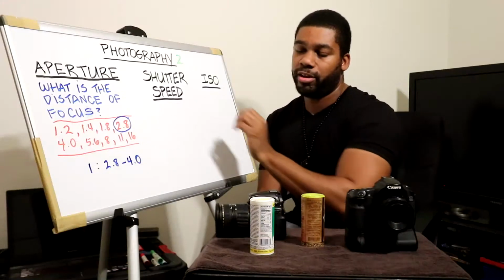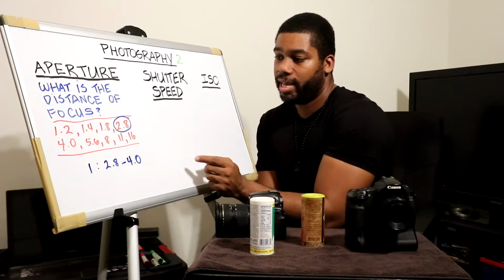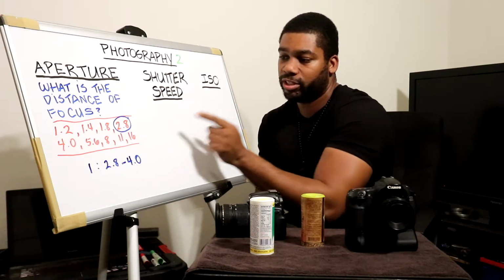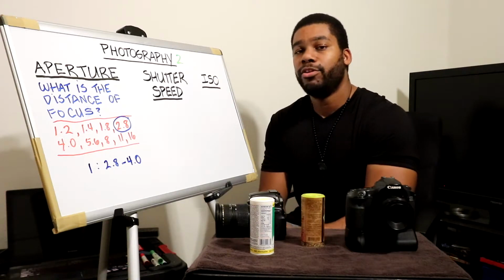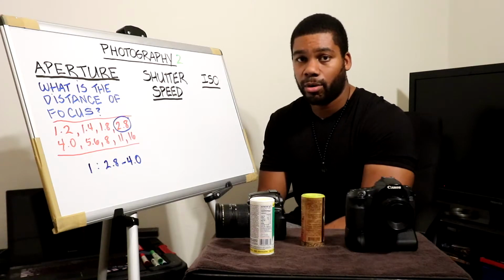Now, let's go over some numbers first. I have some numbers written here on the board: 1.2, 1.4, 1.8, 2.8, 4.0, 5.6, 8, 11, 16. What do you notice about the numbers? The numbers are getting higher. Or you can look at them in reverse and the numbers are getting lower.